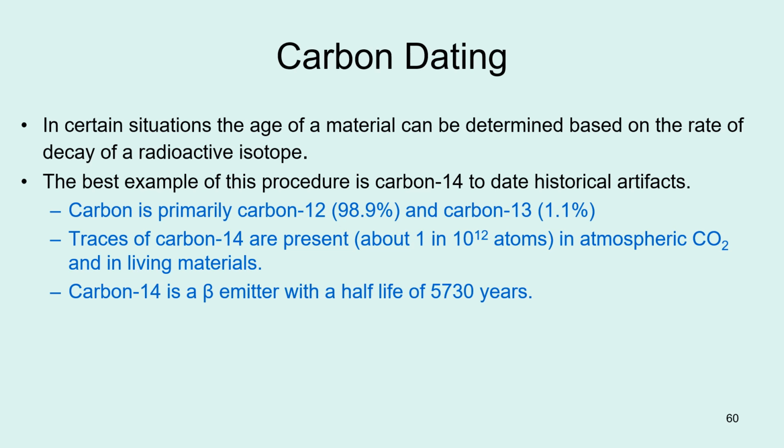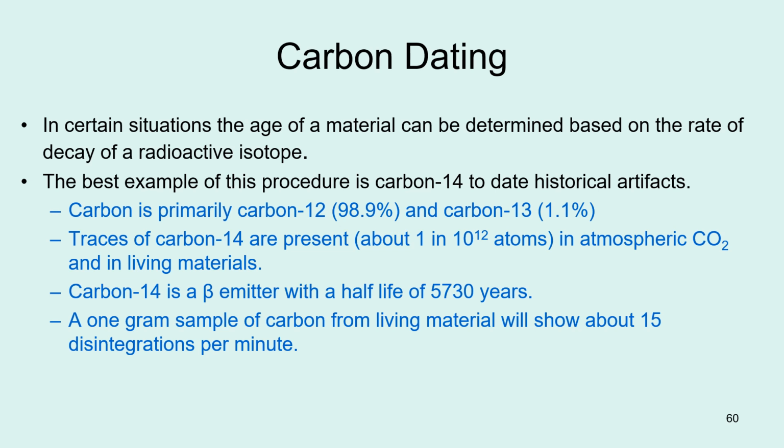Carbon-14 is a beta emitter, and it has a half-life of 5,730 years, so it can be monitored and detected. If you have a 1 gram sample of carbon from a living material, like a living tree or a living plant, probably not a person because they don't live that long, you can find that it gives off about 15 disintegrations per minute.